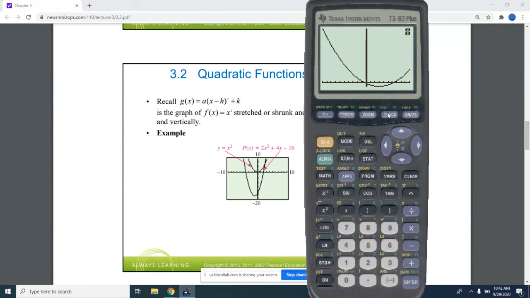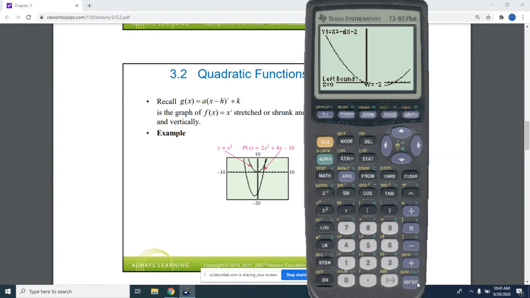So I'm going to go back into calculate. I don't actually see vertex, but I do see minimum, so I'm going to press enter. If you had the graph of a maximum, you would press maximum to find the vertex. Now once we're in this minimum function, we have to do a couple things. We have to put in what's called a left bound, a right bound, and a guess.